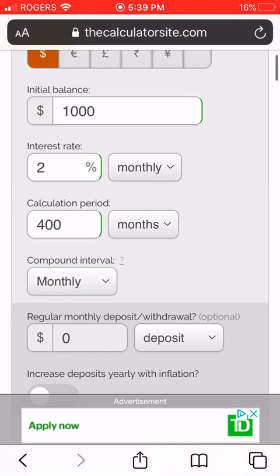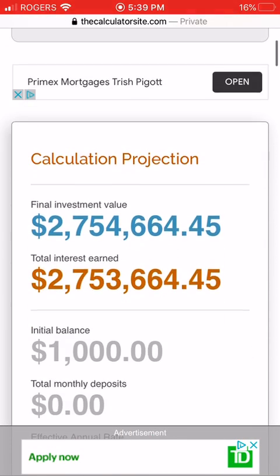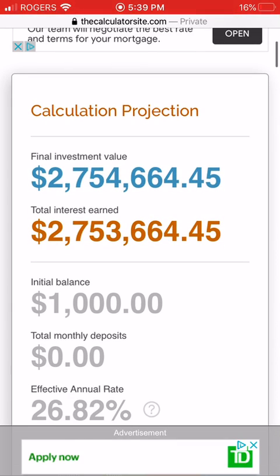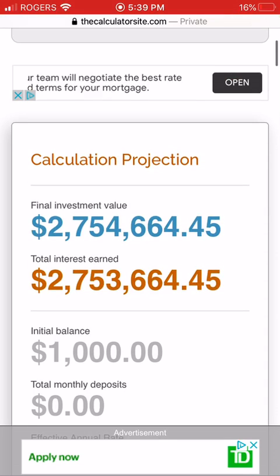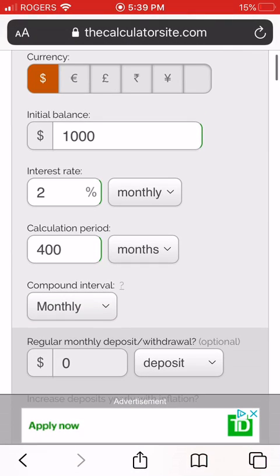$2.75 million. I don't know about you, but that sounds pretty good. 400 days of trading at 2%. I don't know about you, but that sounds pretty good to me. 2.75 million, huh? I likey.